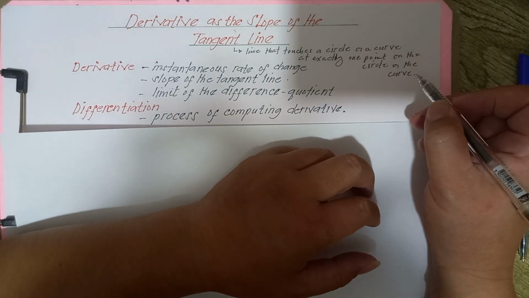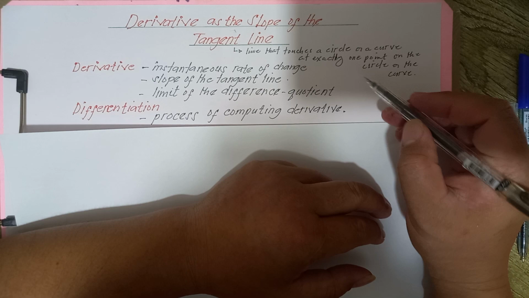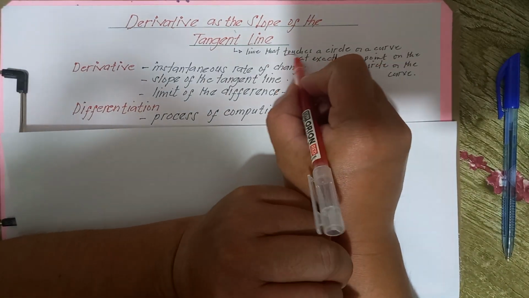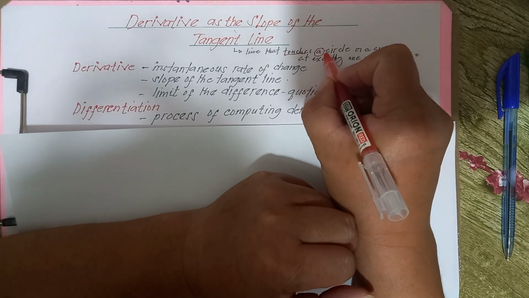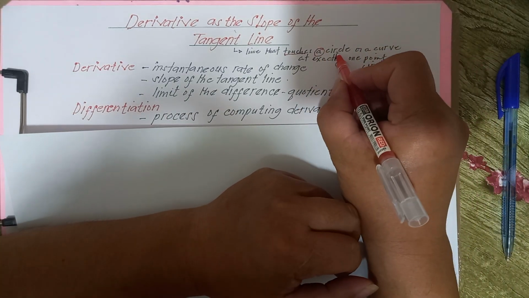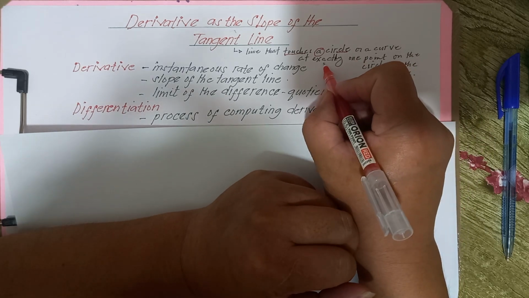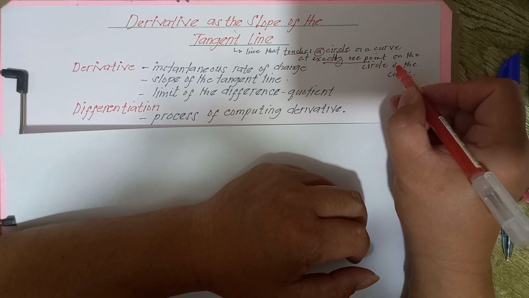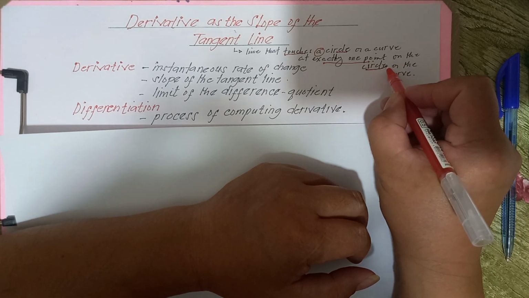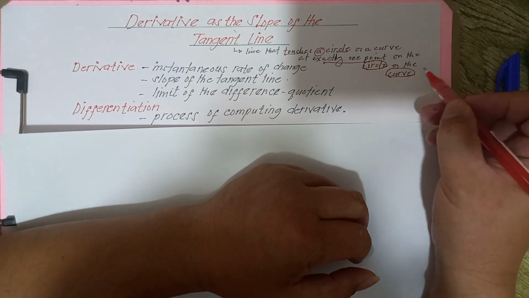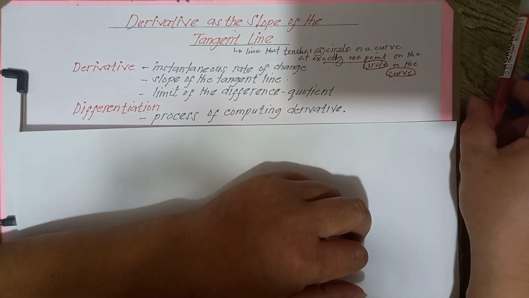So when we say tangent line, it is actually a line that touches a point on a given curve or a circle, again, at exactly one point. Where is the point located? Located on the circle or on the curve. So that is the meaning of the tangent line.